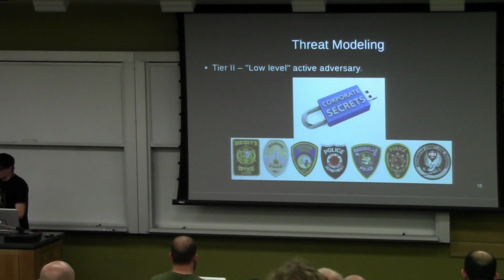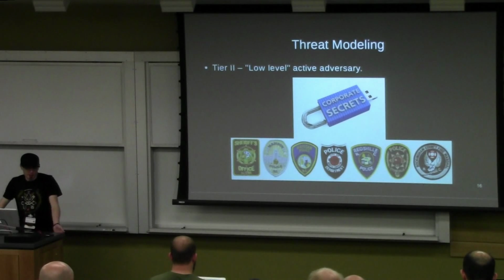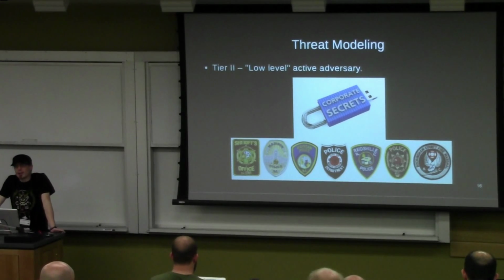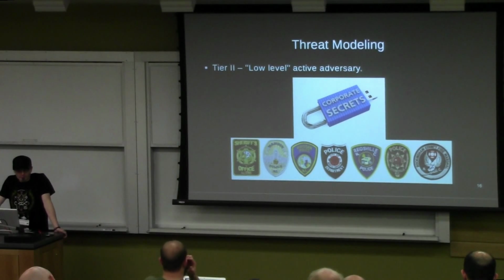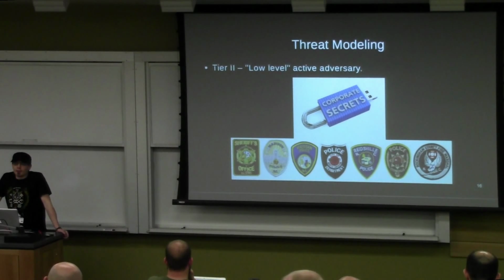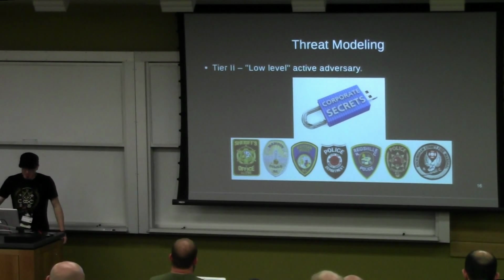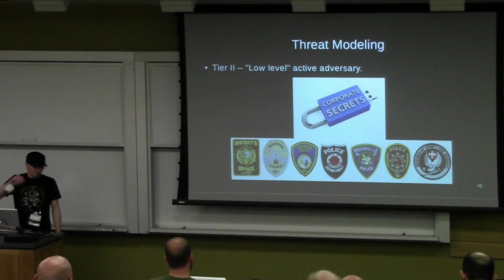This second tier, a low-level active adversary. So say you're trying to whistleblow within a corporation. You want to be able to hide whatever you're doing from your network administrators or get information to the outside world. You're expecting that there is going to be somebody actively looking for you, especially if you've already started to disclose leaks and there's a higher level of scrutiny within the organization. This also would include local law enforcement.